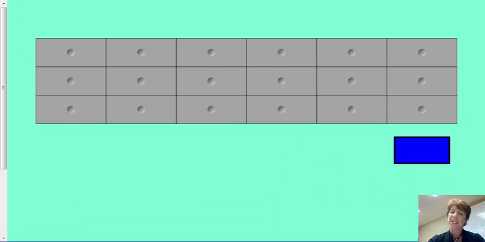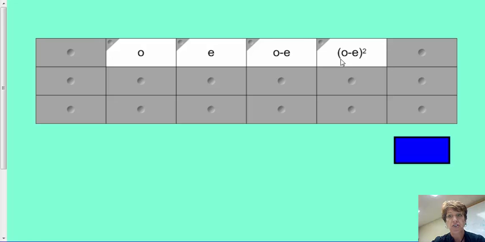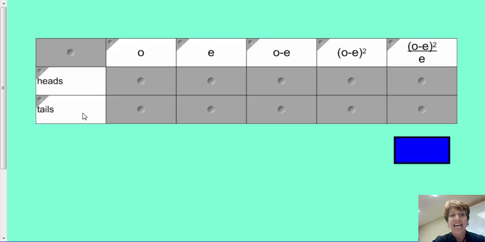But all right, so if I click on the next screen, I actually set up these cell shades so that I can show you piece by piece how you set it up. So there's certain things that we're going to have to record. Observed, what did we observe? And expected, what did we expect to get? And then in order to get to that sigma O minus E squared, I have to do O minus E. And I have to do O minus E squared, and I do O minus E squared over E. And then over here in these rows, I need heads and tails.